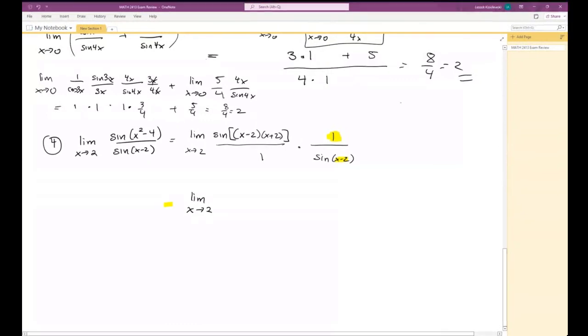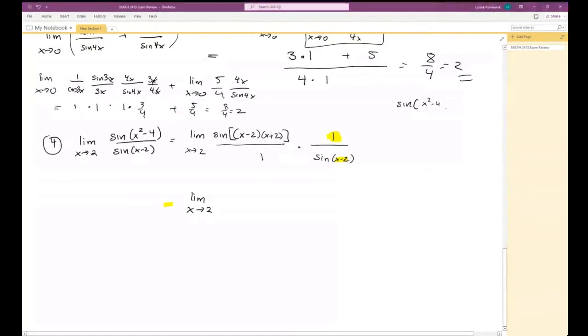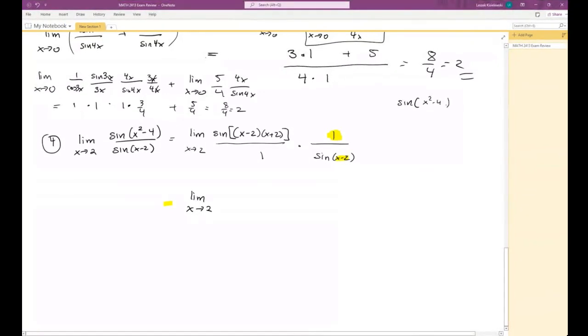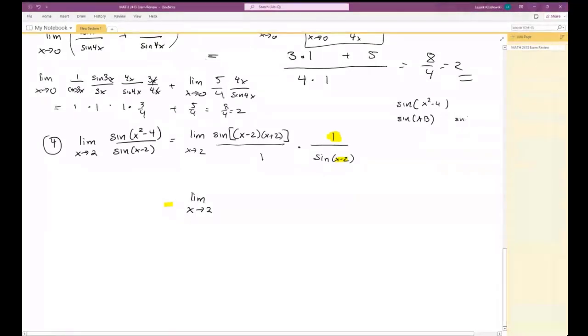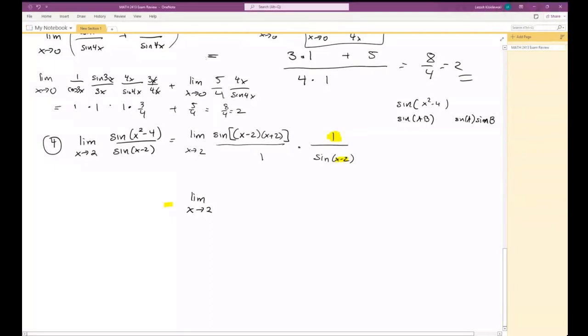Yeah, and if anybody's thinking of doing something like sine of x squared minus 4, I don't know how somebody wanted to split it. Oh, yeah. So sine of a times b, I hope you know, is not the same thing as sine a. I won't even justify that with an equal symbol there.